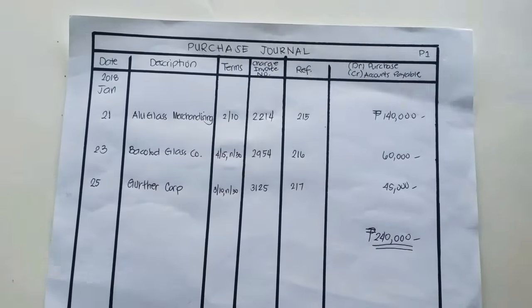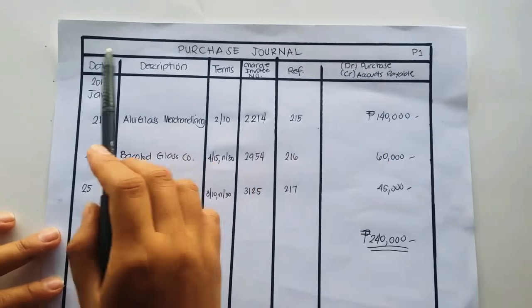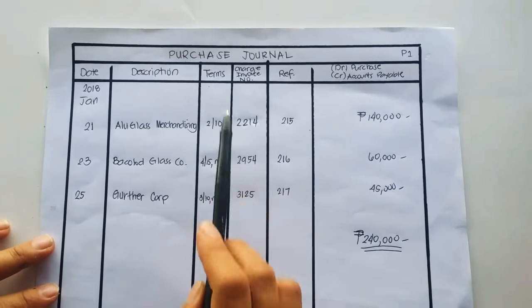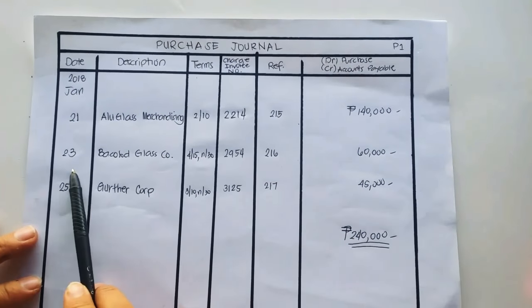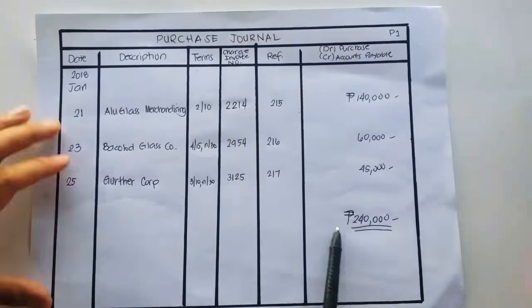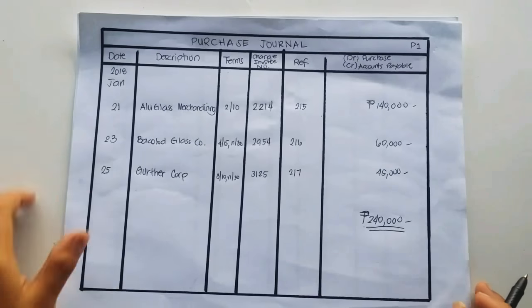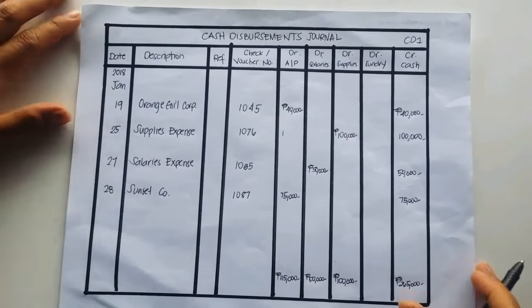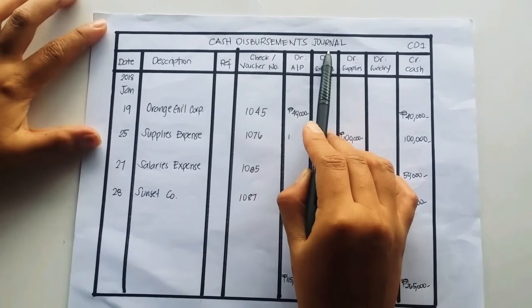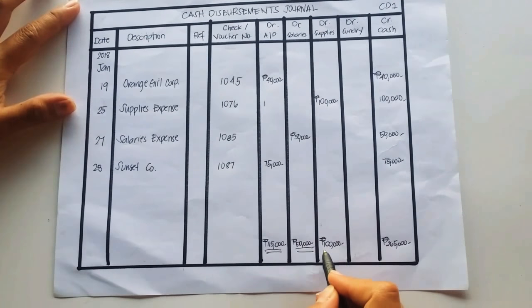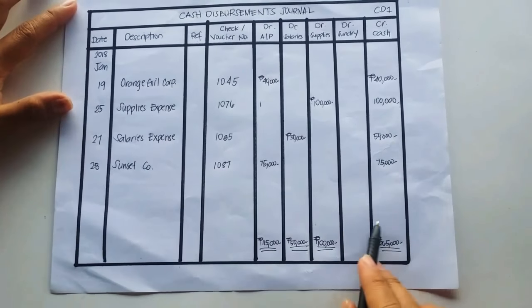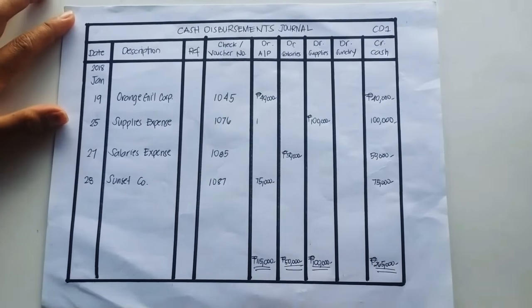Next is the purchase journal. It is still the same as the previous journals, except it has an additional column which is the terms. The debit and the credit are only found in one column. Don't forget to write the double rule. Next is the cash disbursement journal. As you can see, there are a number of columns. Don't forget again to write the double rule, for this indicates the final amount.